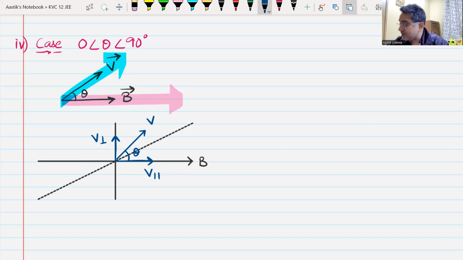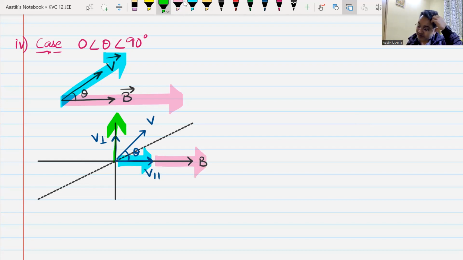V parallel is that component of velocity which is parallel to your magnetic field. Your magnetic field is like this. Do we understand this? And your v perpendicular is that component of velocity which is perpendicular to the magnetic field. Do we understand this?